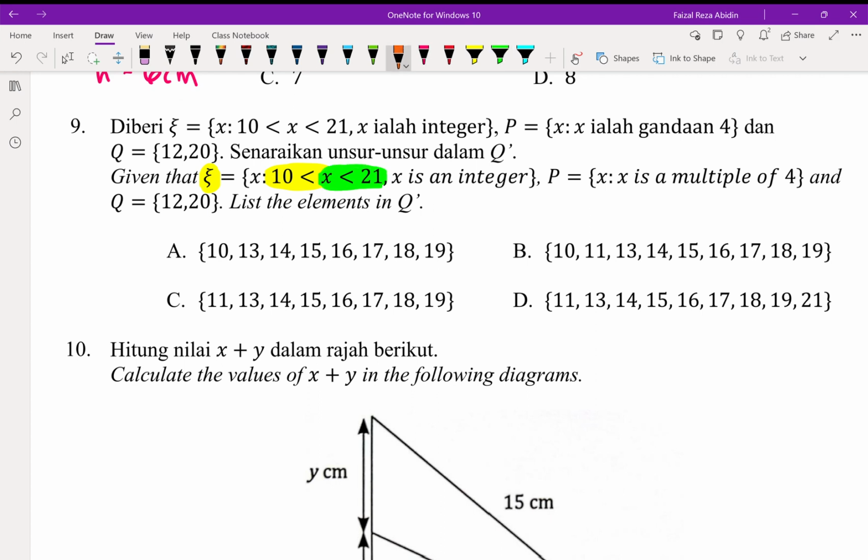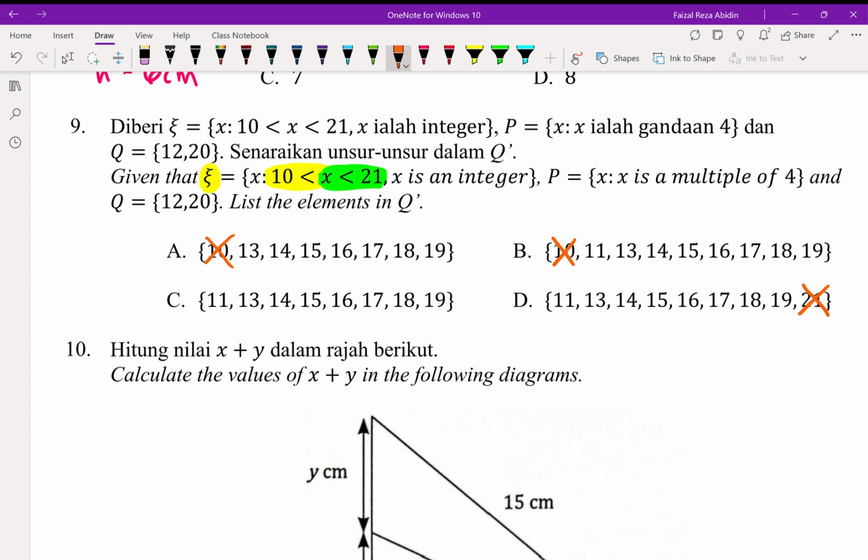If you look over here, this one is already wrong. This one is already wrong. Then if you look over here, x less than 21, here already has 21, so you've got the answer already. Only look at the universal set. Okay, no, we are going to look at the question.